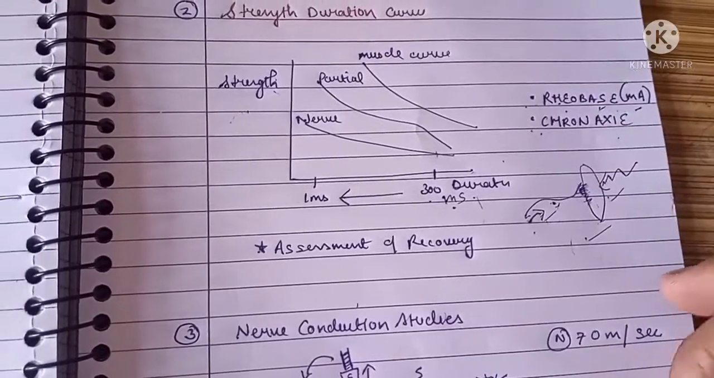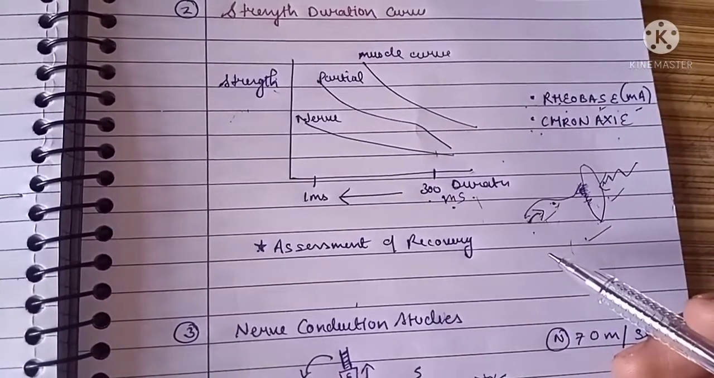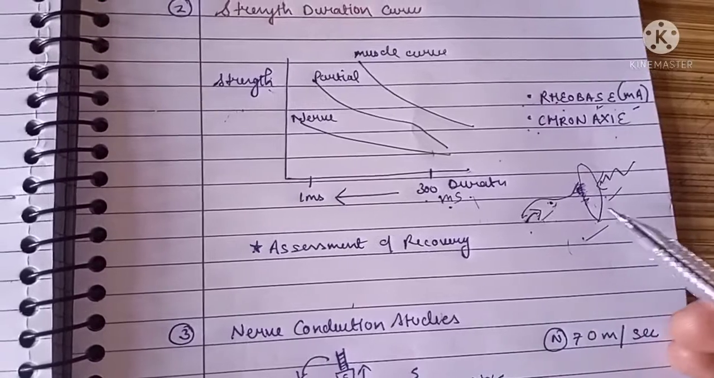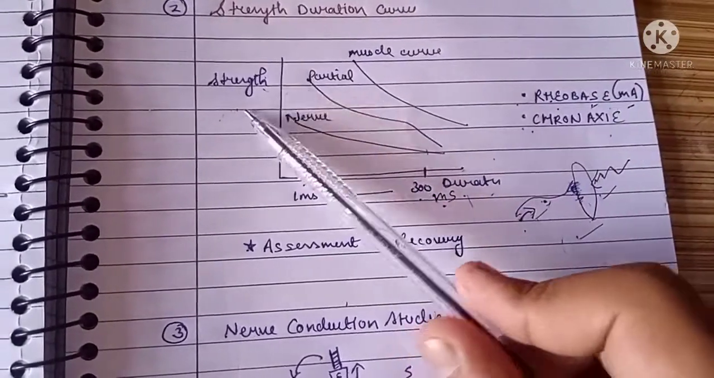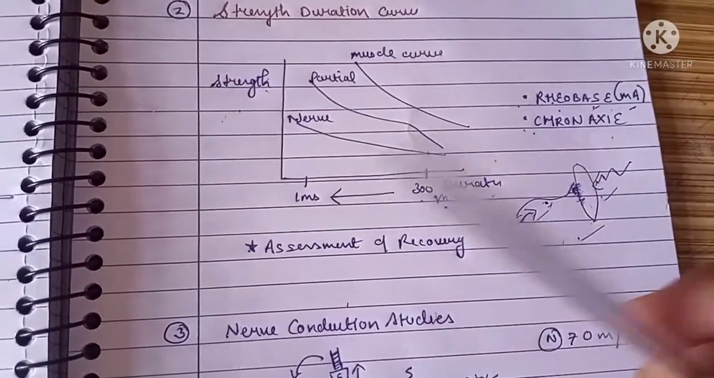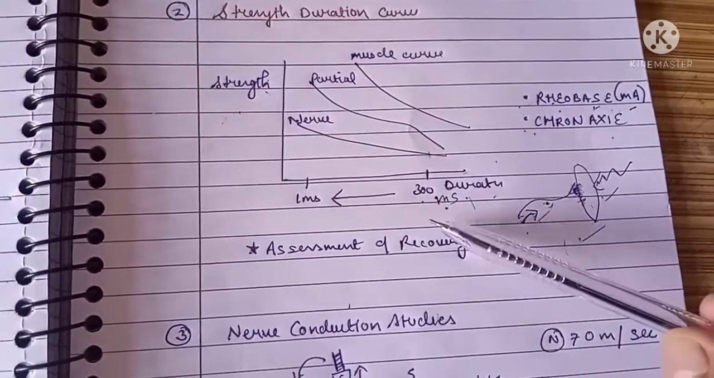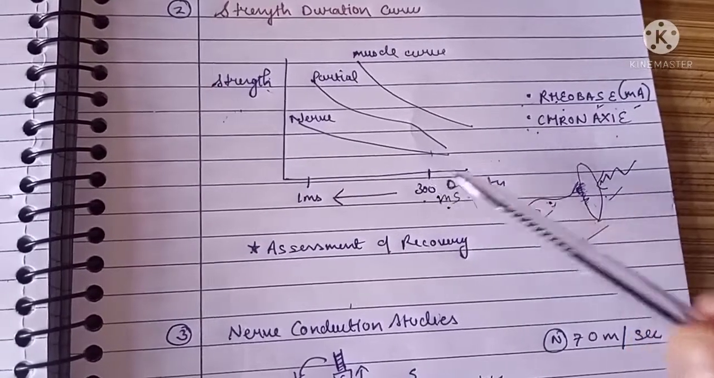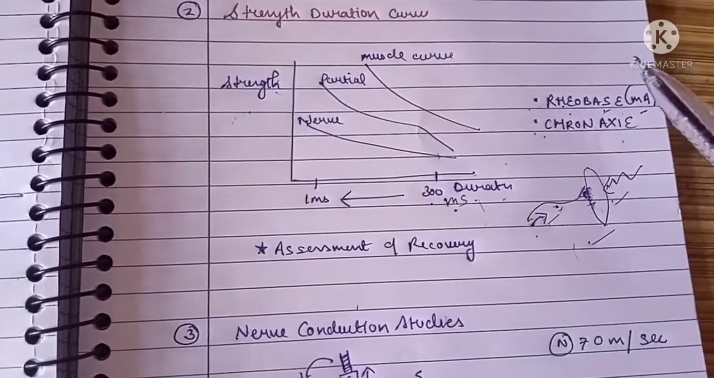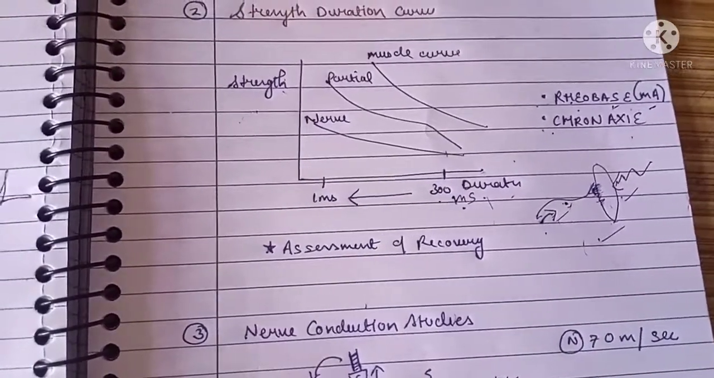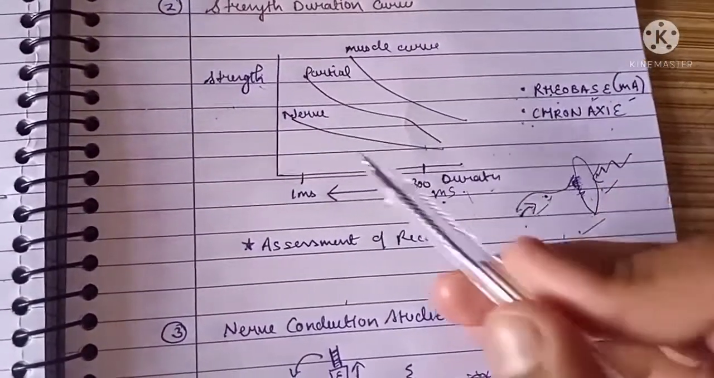Now let's try to understand what this strength duration curve is showing to us. To increase the muscle contraction, we can either increase the duration of our current, or we can increase the strength of our millivolts or the milliamperes. So normally we start with 300 milliseconds of duration of the current, and then we go down gradually to 1 millisecond. Normally when the nerve is intact, we observe a nerve curve.